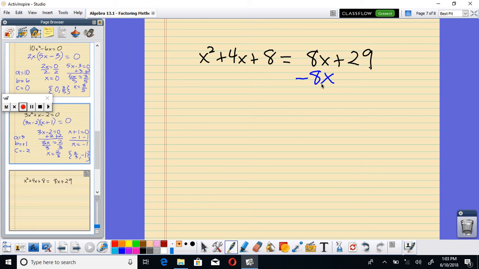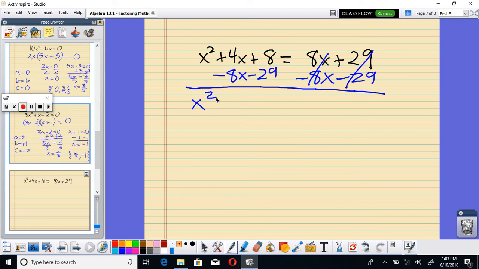Subtract 8x. Subtract 29. So we're keeping the x squared term positive. X squared minus 4x minus 21. Oh, I'm sorry. Oh, wait. It's in standard form. Now we can figure out A, B, and C. Yeah. A is 1. B is negative 4. C equals negative 21.